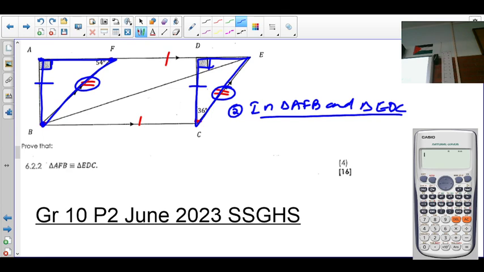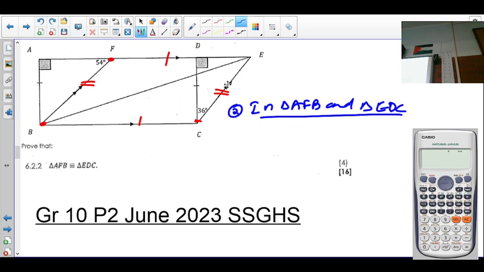So which case of congruence is that? RHS. I don't understand why they gave you 4 marks. Huh? Was the previous question also 4 marks? Okay. I would have given you 1 less. So that's the same thing we're doing. Not much thinking either, no?